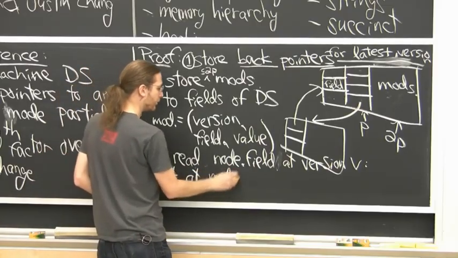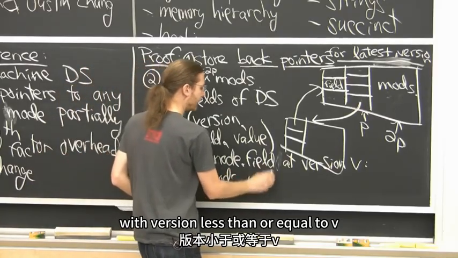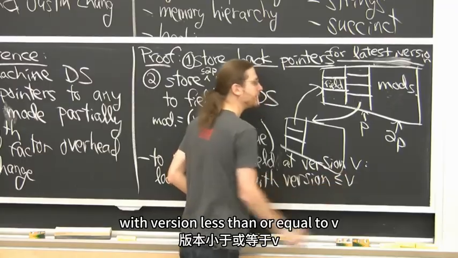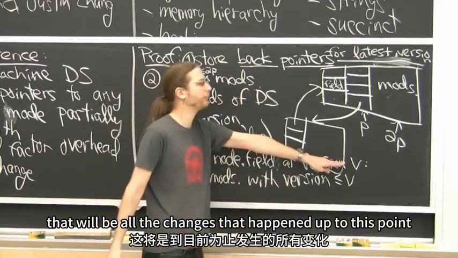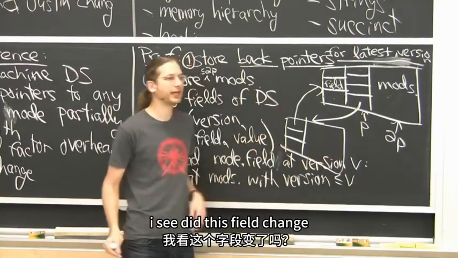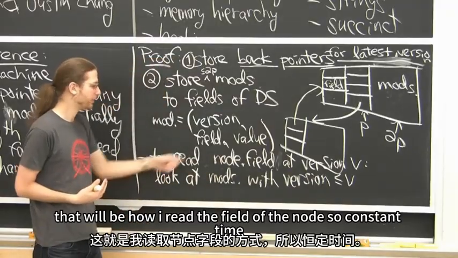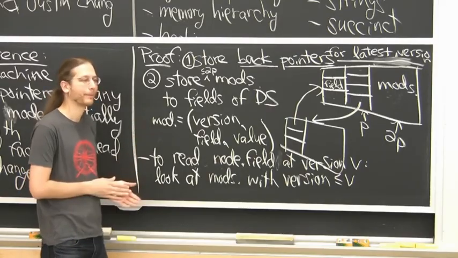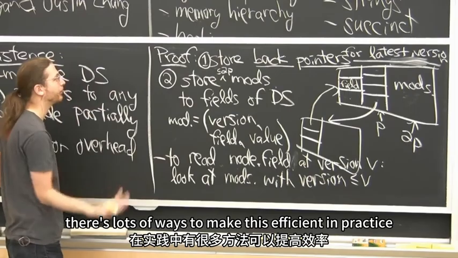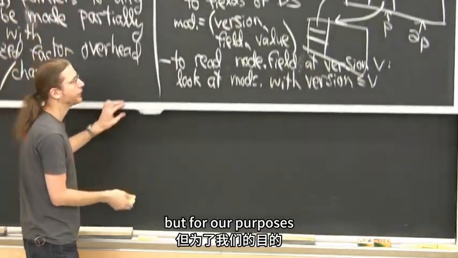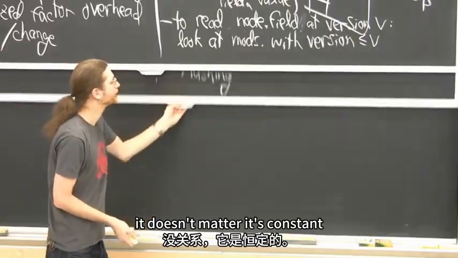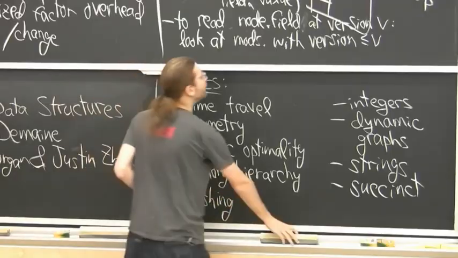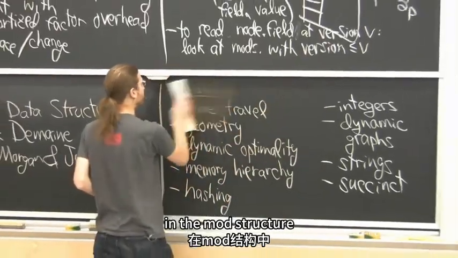So I look at mods with version less than or equal to v. That will be all the changes that happened up to this point. I see, did this field change? I look at the latest one. That will be how I read the field of the node. So constant time. There's lots of ways to make this efficient in practice, but for our purposes, it doesn't matter. It's constant. The hard part is, how do you change a field? Because there might not be any room in the mod structure.